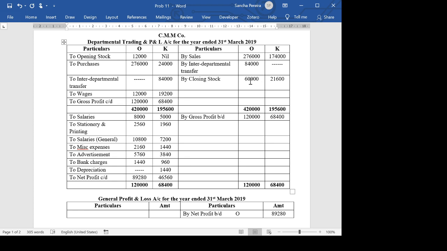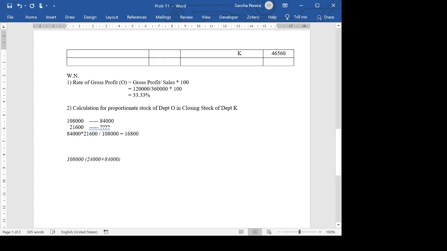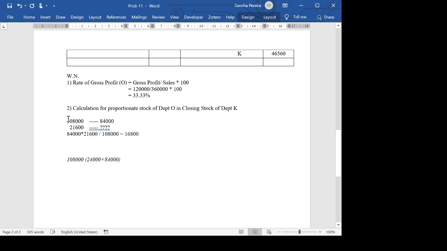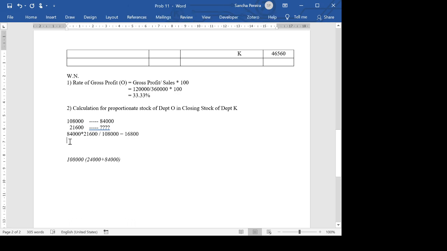So how is this problem different from other problems? In the other problem, they had told you how much stock in the closing stock has come from the sending department. But in this problem, they have not told you that. So we need to do this additional step: compare the purchases, compare the stock that has come, and do a proportion for the closing stock.